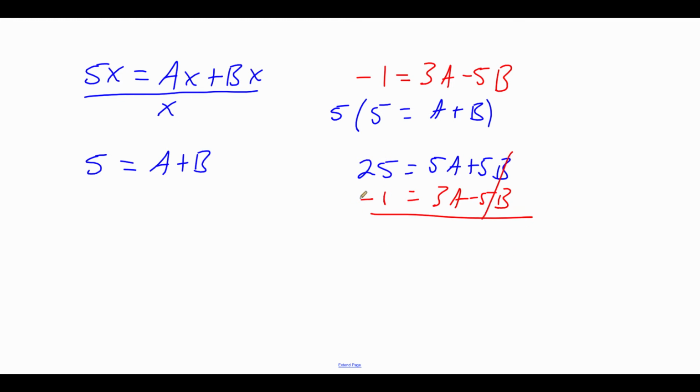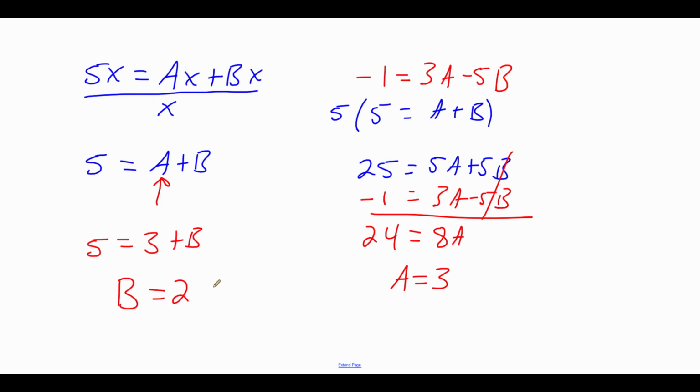On the left-hand side, 25 and negative 1 give me 24, and 5a and 3a combine to make 8a. If I want to solve to get a alone, I'm going to divide that 8 over to the other side, so I should get an a value of 3. Now I still need to find my b value, so I'm going to look over here at this blue equation. We just figured out that our a was 3, so I can plug in that 3 there. So we get 5 equals 3 plus b. Subtract that 3 over to the other side, and our b value is 2.